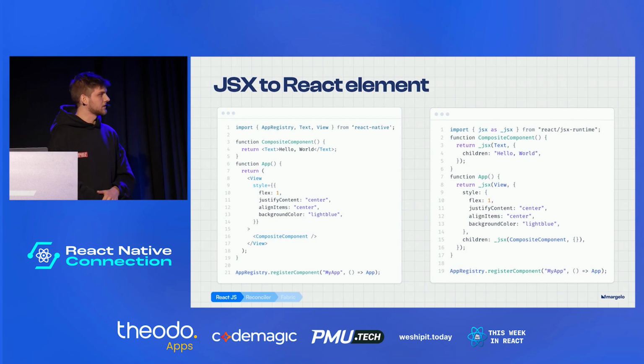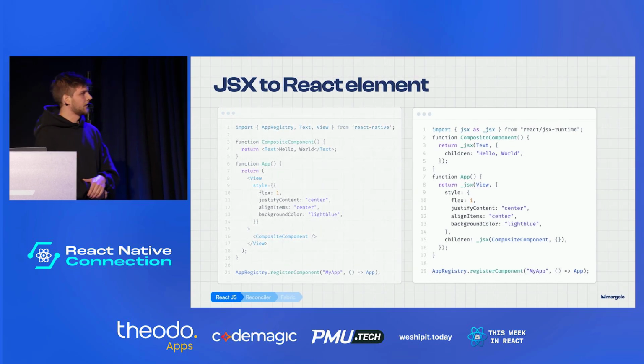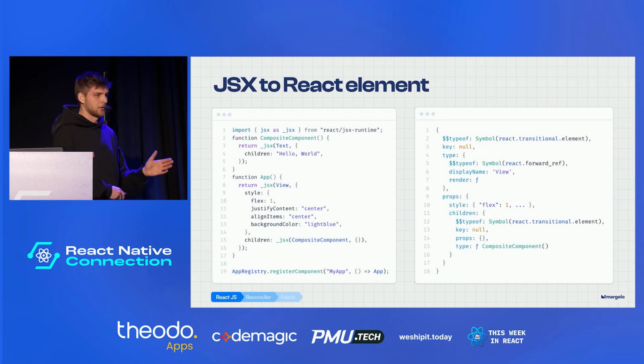Now, what is the result or the return type when we call our app function that will call the JSX function? The answer is very simple. We just get a JavaScript object. We refer to these JavaScript objects as React elements.